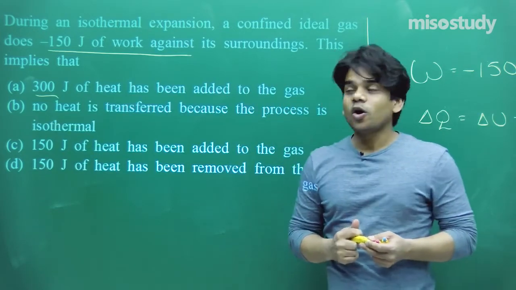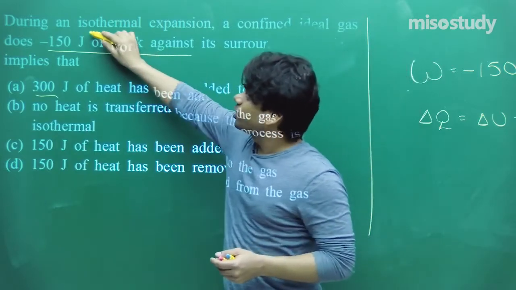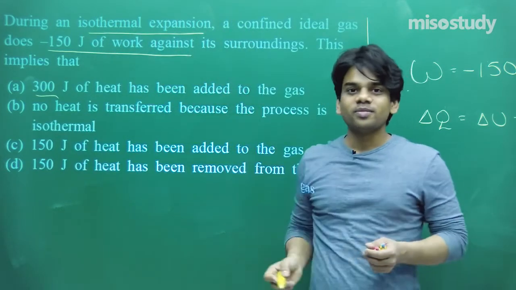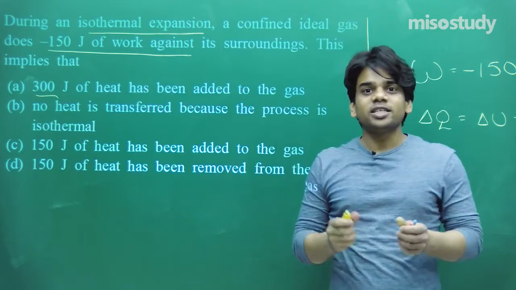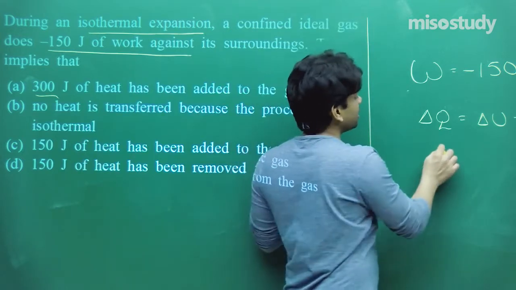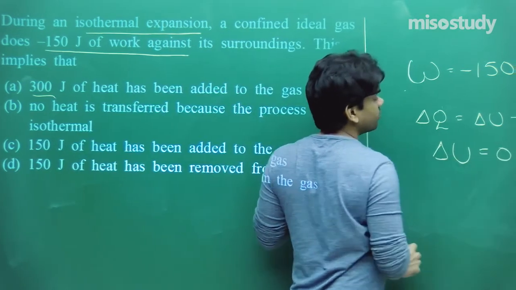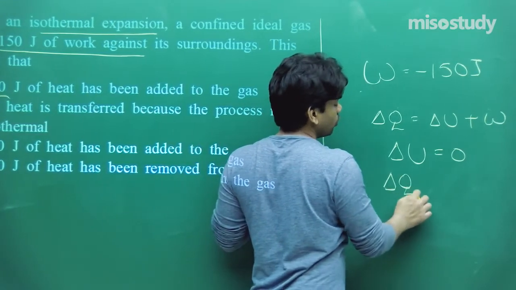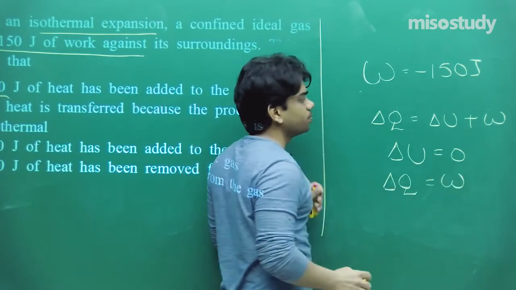Now one more thing, it says isothermal expansion. It's isothermal, that means temperature remains constant, that means delta U equals 0. If delta U equals 0, then delta Q will be equal to W.